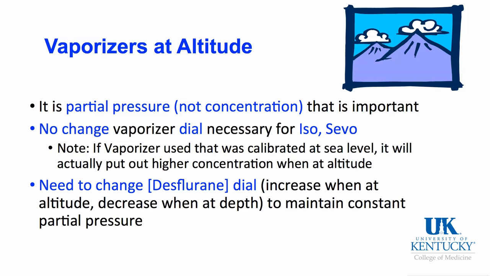The take-home message is that there's no change in the vaporizer dial necessary for either iso or sevoflurane if you take a vaporizer that you calibrated at sea level and took it up, say, for example, to a Mile High at Denver. I'll show you a graphic representation of this in a moment, but just accept it, that you do not have to change your vaporizer dial. Your vaporizer will put out a constant partial pressure, not a constant percentage, but a constant partial pressure to the patient.